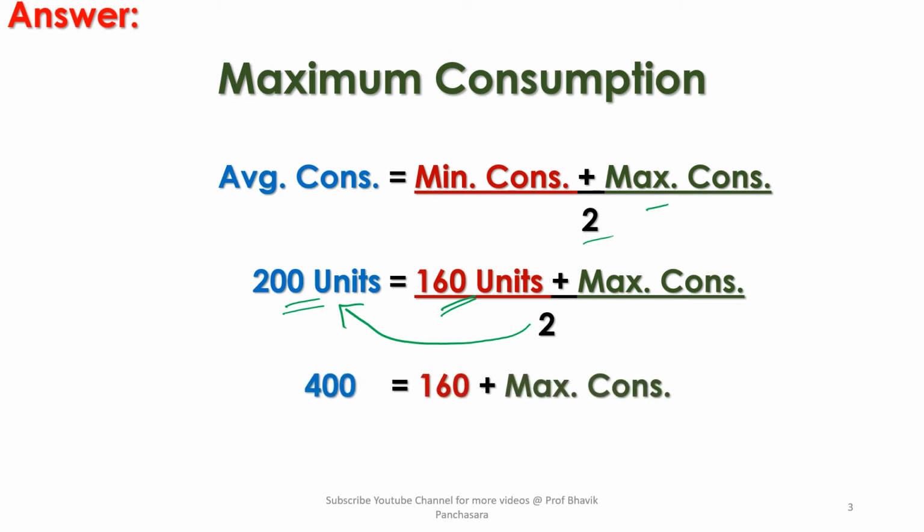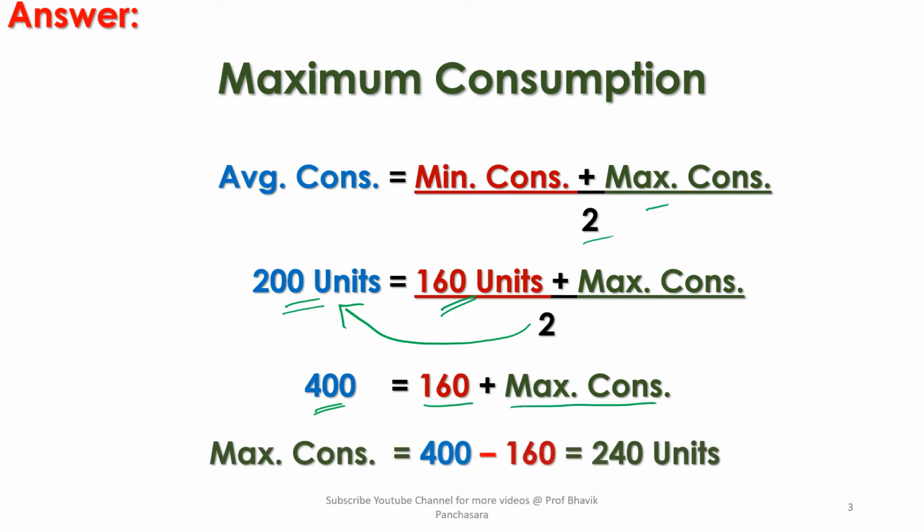So, we can say like this, 400 is equal to 160 plus maximum consumption. Now, we want to calculate maximum consumption. So, these 160 units will be deducted from 400. So, the final answer, maximum consumption, is 240 units.